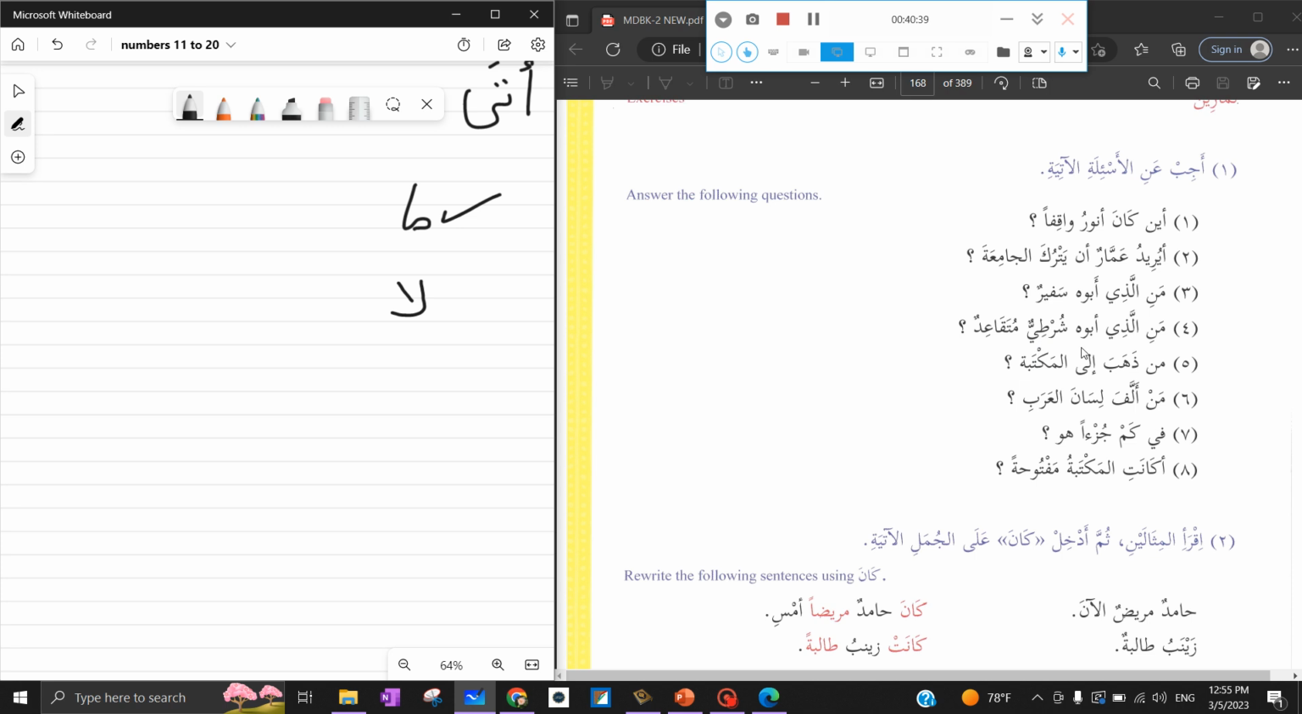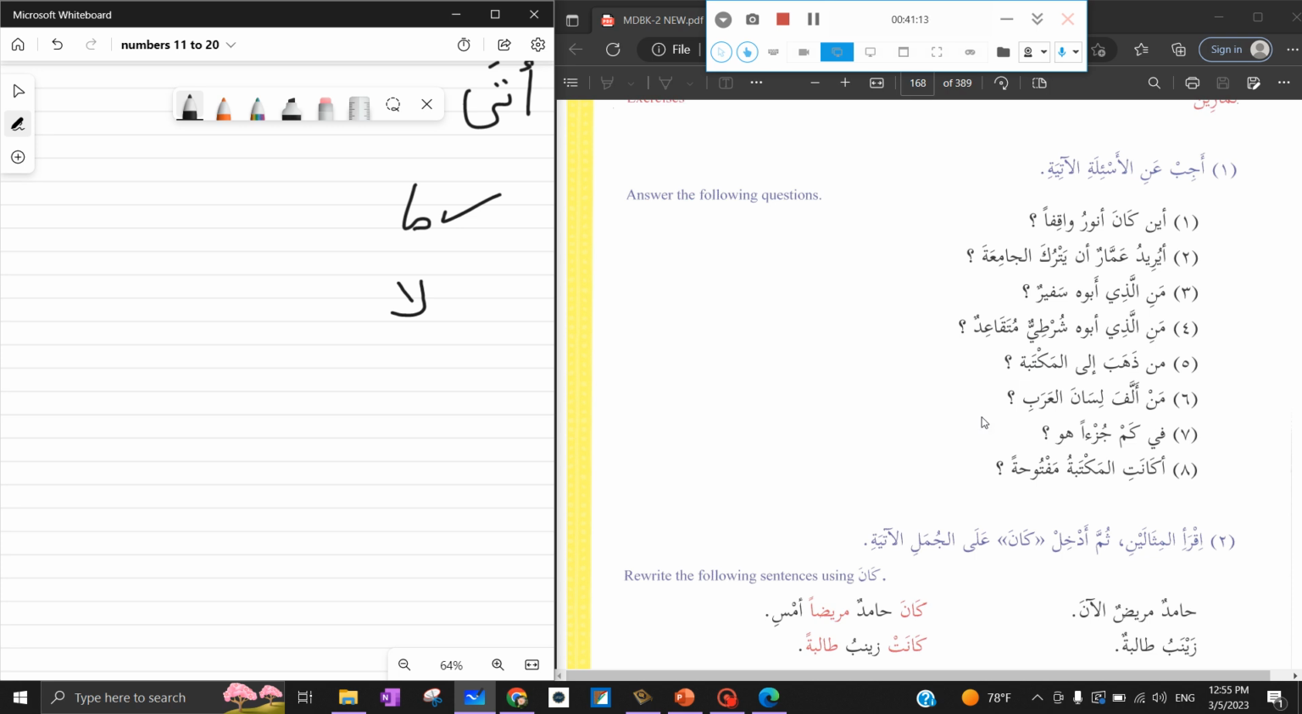And Man dhahaba ilal maktaba. The teacher sent whom to the library to get the dictionary? Ilal maktaba huwa Uthman. And then Man allafa. Allafa means to compile. Lisan al-Arab. Allafa means the author of the dictionary Lisan al-Arab? Huwa Ibn al-Mandur. Ibn Mandur, not al-Mandur, Ibn Mandur.